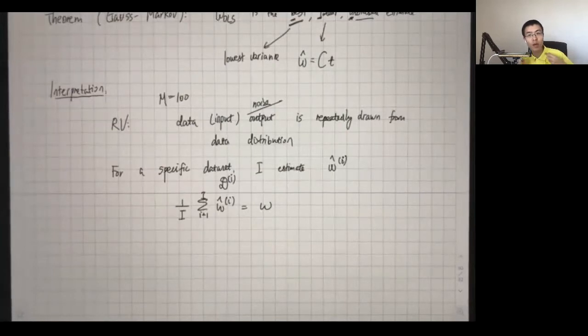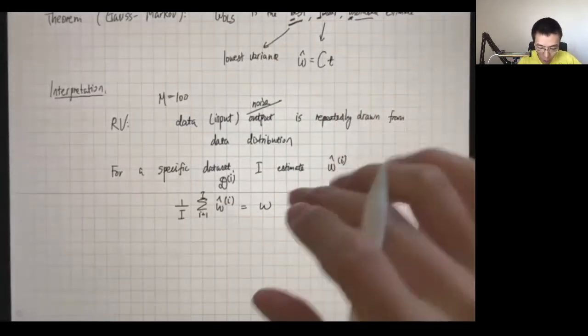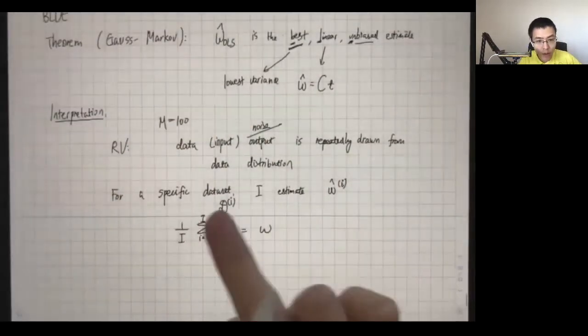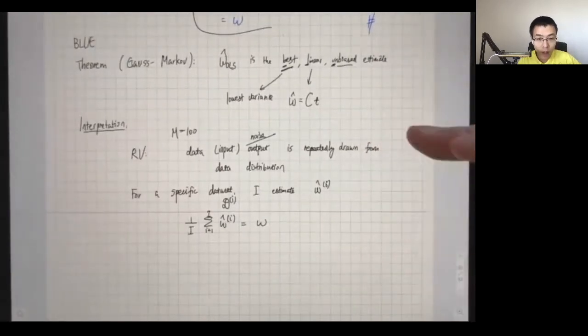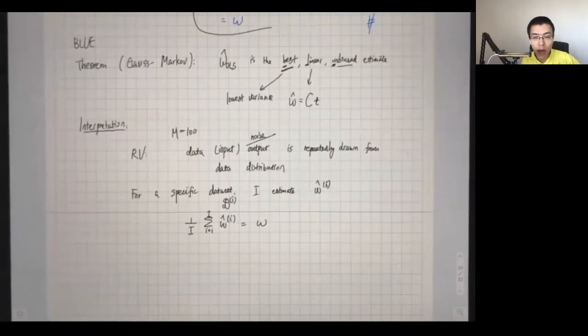So my random variable is the data set. I repeatedly draw different data sets according to the data distribution, and for each data set, you estimate a weight. If you do it infinitely many times, your expectation, or the average of the weights, is the same as your true weights. And if you do this, the variance of such an estimate is the minimal. So this is some traditional statistical analysis. We analyze the bias, the variance, and so on and so forth.